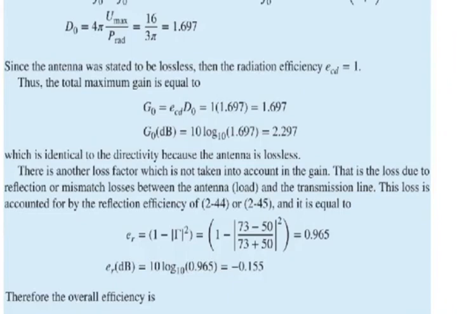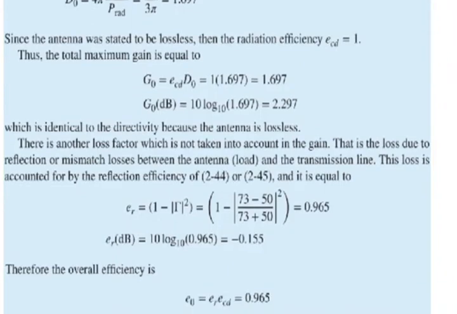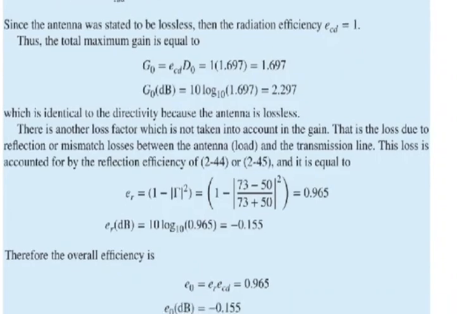So efficiency is 100%. Now to find out the gamma, this gamma calculation we have done in the first unit. It is Zin minus Zo divided by Zin plus Zo, and since it is gamma square, 1 minus gamma square gives us 0.96. So the radiation efficiency can be computed in dB by taking 10 log of this 0.965, which is minus 0.155.